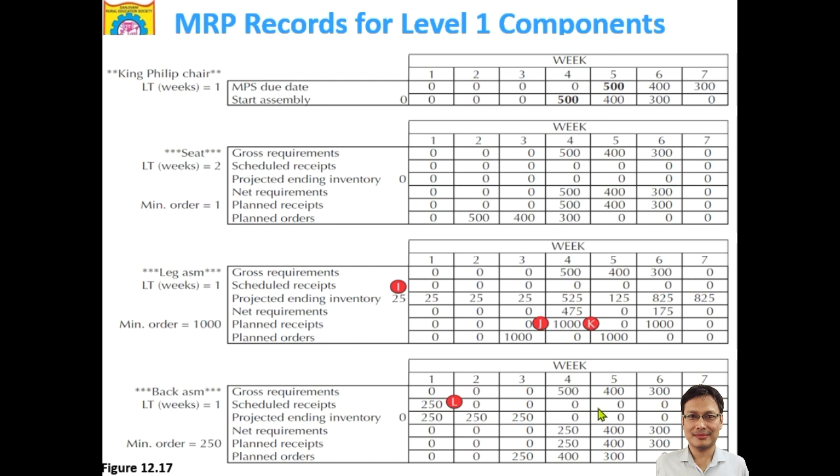So let us look into the last table in this slide, which is the table of back assembly. In week 4, we require 500 back assembly, like leg assembly and seat assembly. So let us check out the gross requirement and the net requirement first. The gross requirement is 500 itself. And what will be the net requirement?